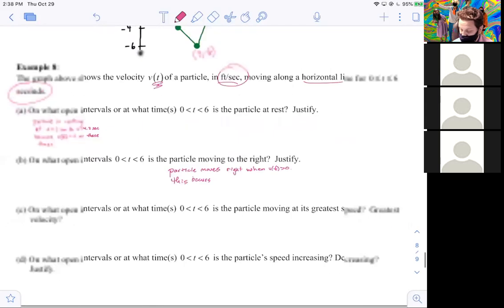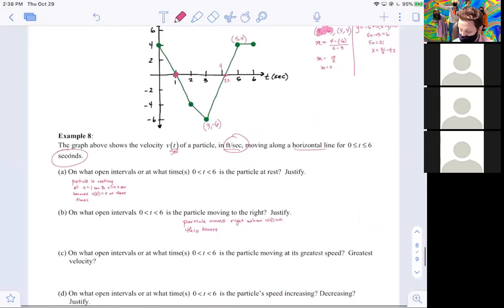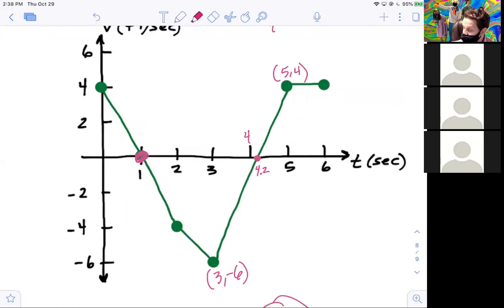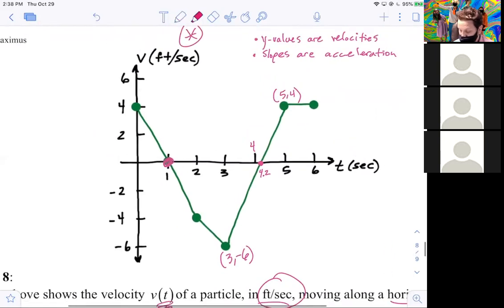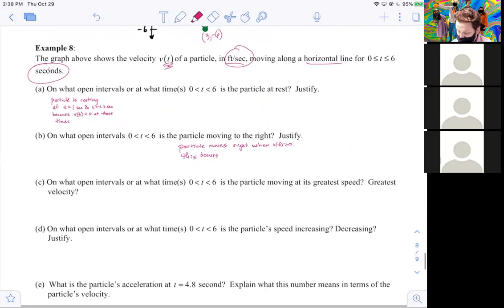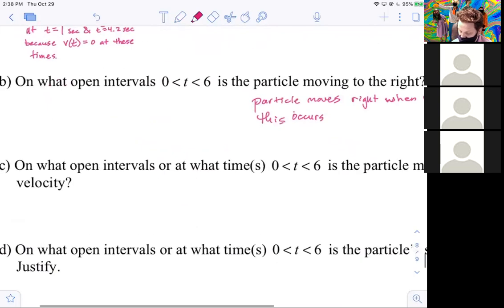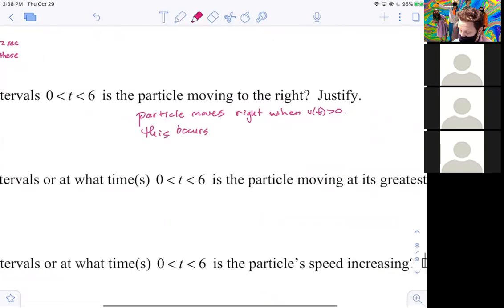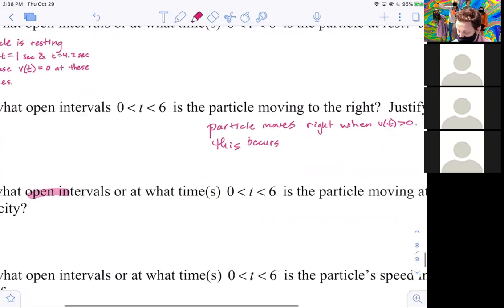Let's see, so velocity greater than 0. So that's where the graph is above the x-axis. Yes? So in there, look at there. Now, did it say open intervals here? On what open intervals? Okay, good. Because it did say open intervals here too.